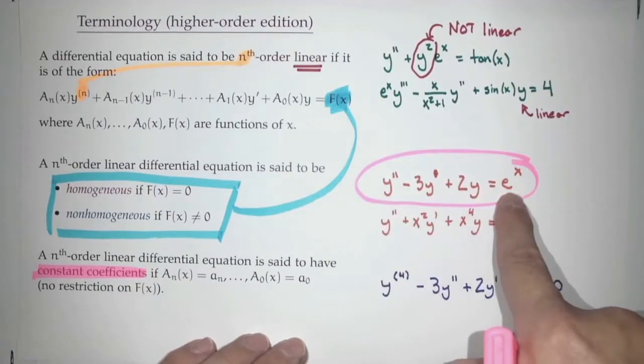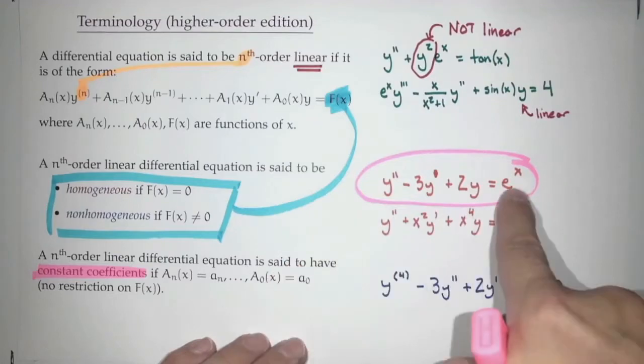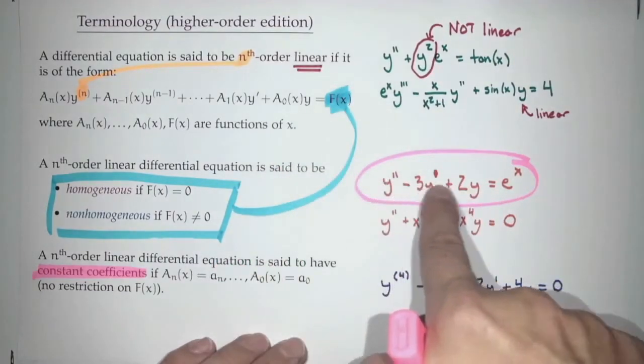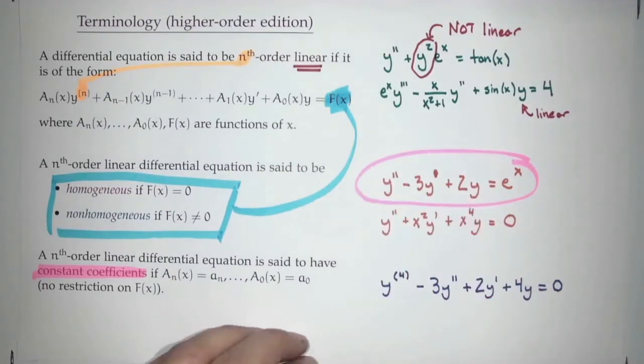Now you might say, wait, what about the e to the x? Well, that's the other side. That's f of x. The coefficients of the y's and y primes and y double primes, those are constants. So it's okay that f of x is more exotic. We still call it constant coefficient.